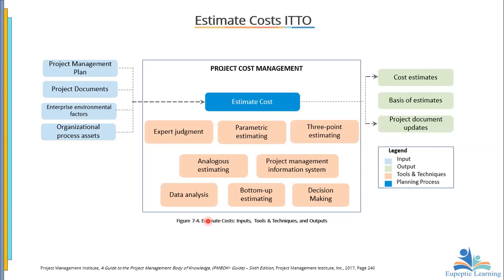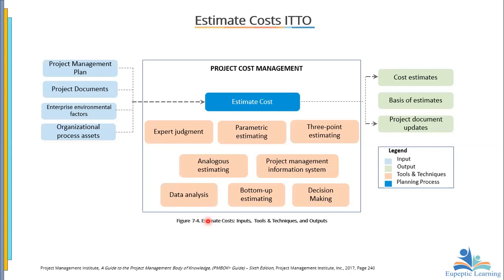What are the tools and techniques? We need expert judgment, parametric estimation, three-point estimation, which we talked about some time ago: the most likely, the optimistic, and then what? The pessimistic, right? The analogous estimating, the project management information system, data analysis, decision making, which we looked at earlier. What decision are you going to make? And then bottom-up estimating. So all these are tools and techniques that you're going to use. These will be used based on the complexity of the project.